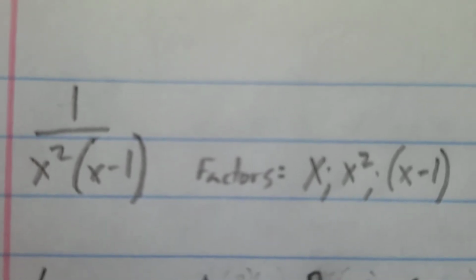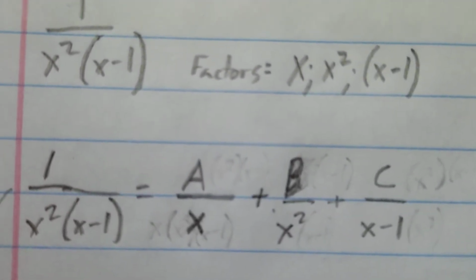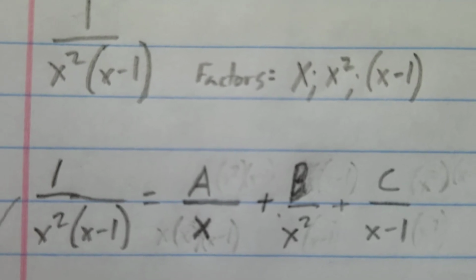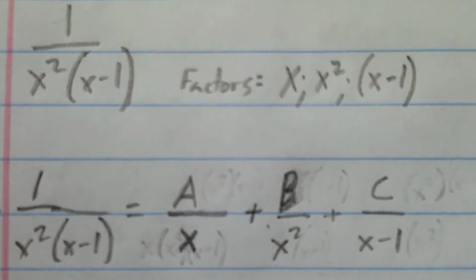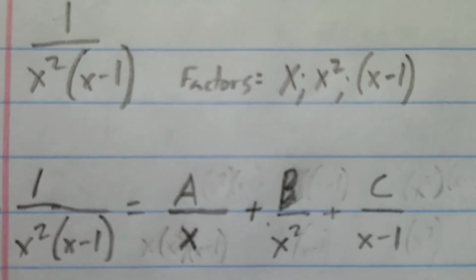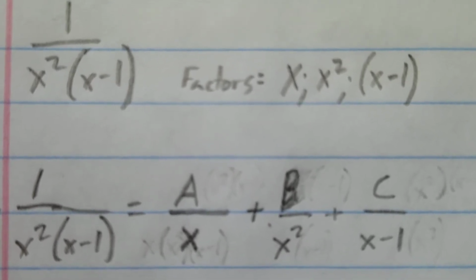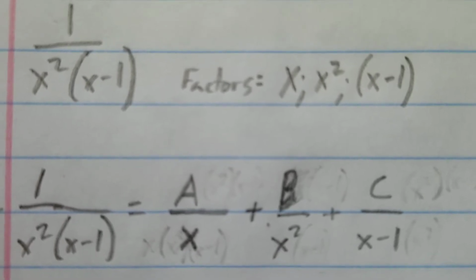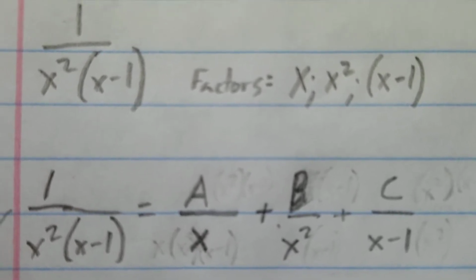And then what we want to do is make those our denominators first, and then we can put some variables that we'll find out later as their numerators. So we have something that looks like this. The expression is equal to a over x plus b over x squared plus c over x minus 1.